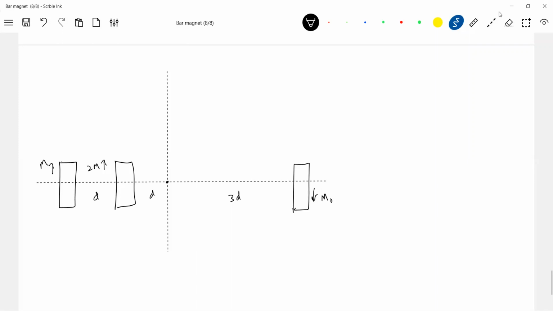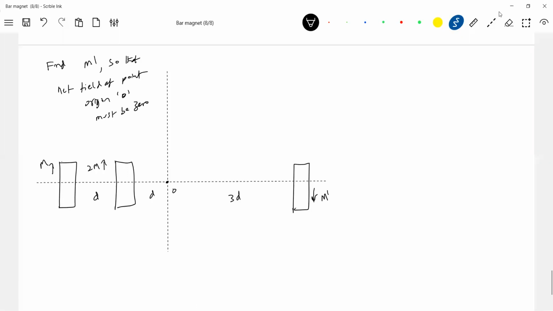What should be the net field at point O? So for that, what happens? The net field at point O should be 0. For that, what should be the m naught? Or I'll put some m dash. Find m dash such that the field at origin must be 0. Yes, given distances d and that one.